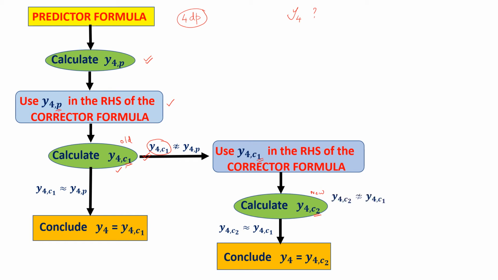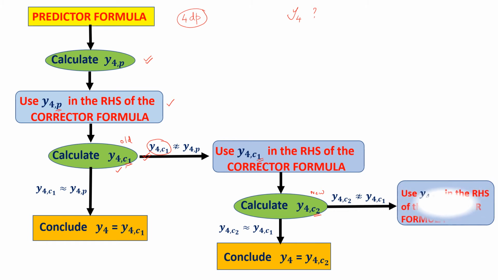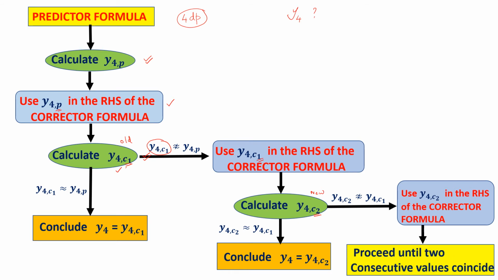If it is not so, I will once again substitute y4c2 back in the right hand side of the corrector formula and then I will find a new value of y4c, that will become y4c3, and again I will check with y4c2. This is the way I will proceed until two consecutive values coincide up to the required accuracy, and that will give me the final y4. So this is the structure of finding out the value of y4 using the predictor corrector formulae. Now keep the structure in mind very clearly and then we shall apply this in problems.